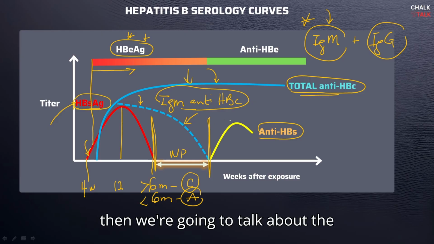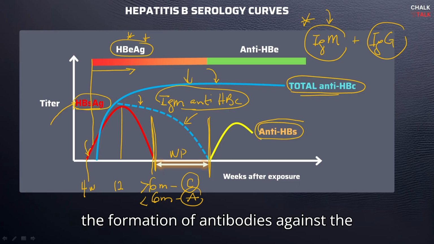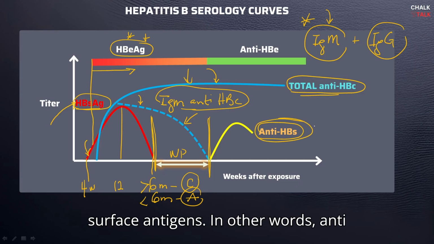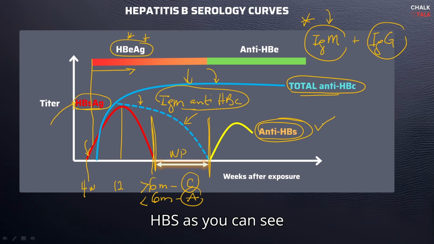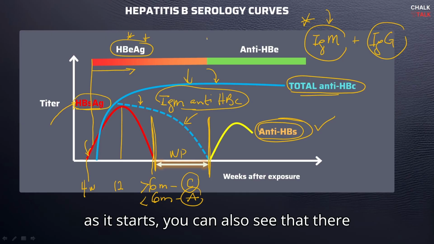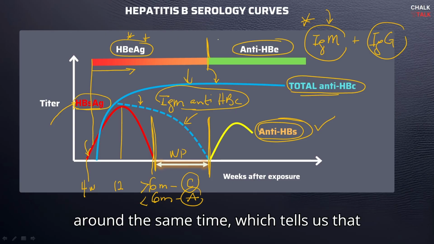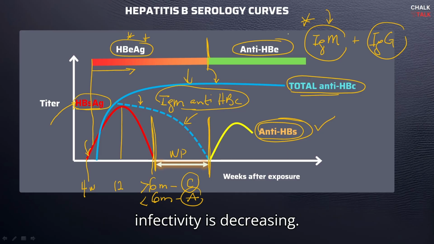Okay, then we're going to talk about the recovery phase where there's going to be the formation of antibodies against the surface antigens, in other words, anti-HBs. As you can see, this is where it starts. And as it starts, you can also see that there is the production of anti-HBe. Okay, somewhere around the same time, which tells us that infectivity is decreasing.